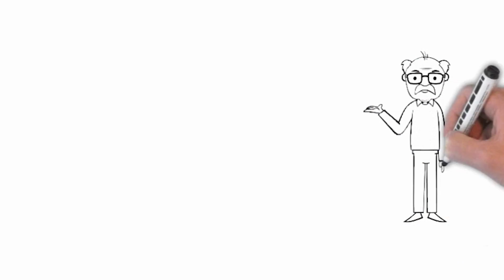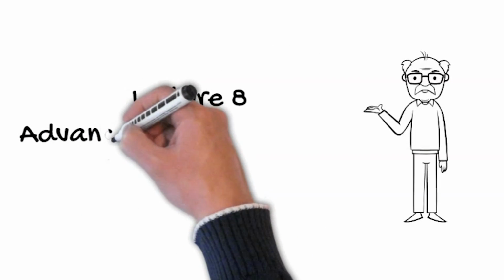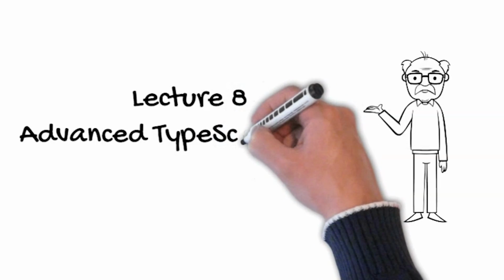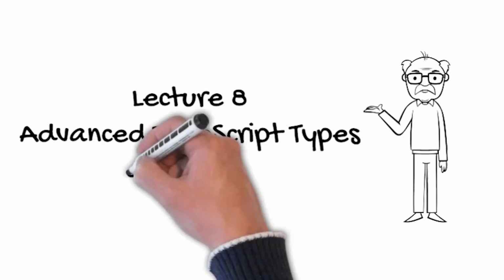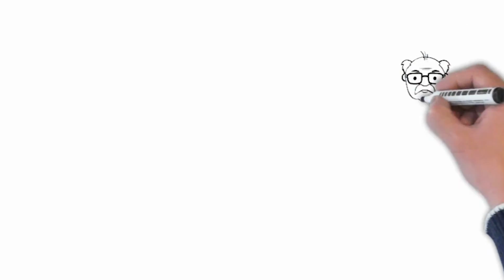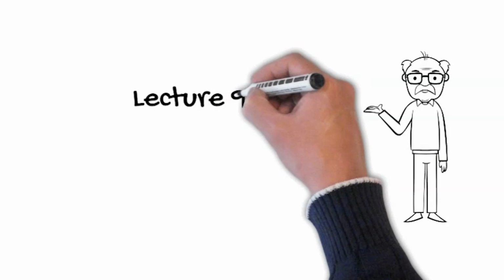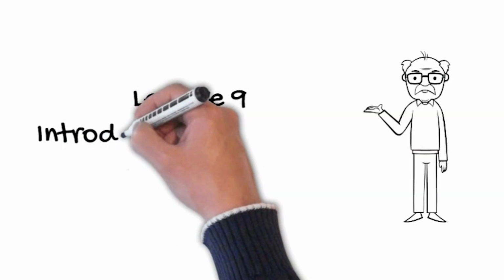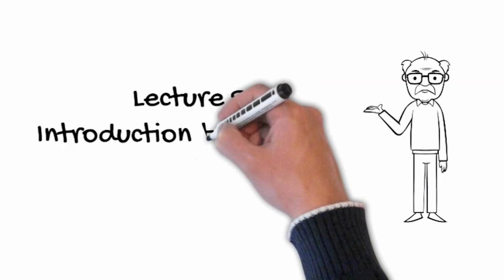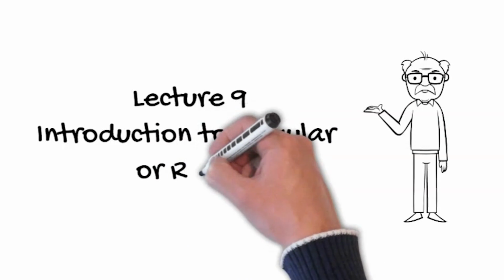In lecture 8, we will explore advanced TypeScript types and its features. In advanced features, we will see union and intersection types, type guards and type narrowing, generics, mapped and conditional types. In lecture 9, we will see introduction to Angular or React. During this lecture, we will see why we use Angular or React. Then we will set up our new Angular or React project. Then we will see its structure and create components using TypeScript with Angular or React.